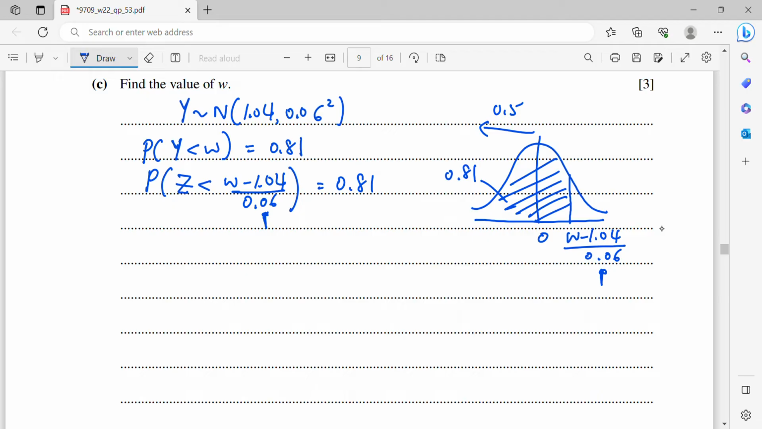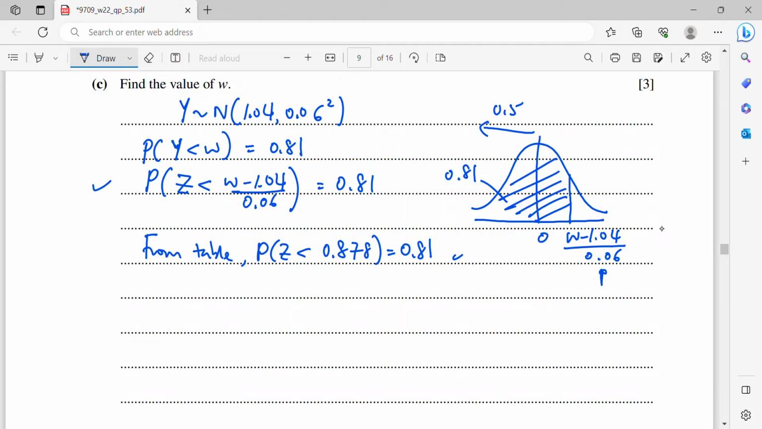That means you can just read the value from the table. Okay, from the table, P(Z less than 0.878). When you refer to the table, you are getting this value from the table. It is 0.81. That is the probability. Okay, so now you compare these two equations.